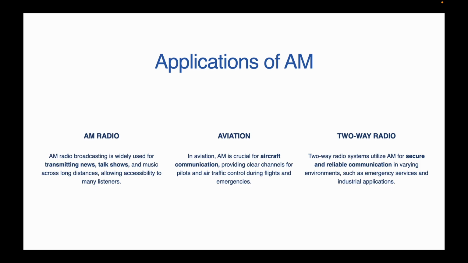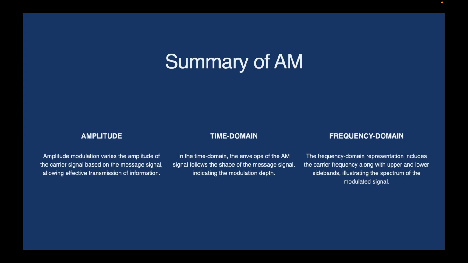Aviation. In aviation, AM is crucial for aircraft communication, providing clear channels for pilots and air traffic control during flights and emergencies. Two-way radio. It utilizes AM for secure and reliable communication in varying environments such as emergency services and industrial applications.